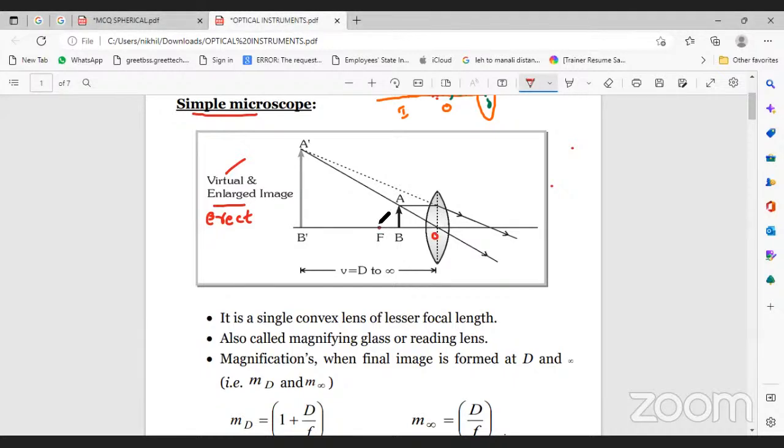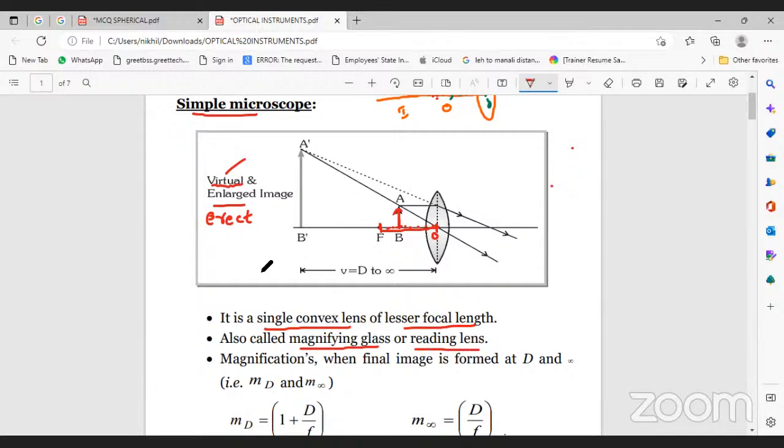Yeah, that is the concept here. Between the principal focus and the optic center, you have to place the object. Because in the case of a convex lens, to get a virtual image, this is the only position. So that is the main principle of the simple microscope. In the simple microscope, we are just using a single convex lens of small focal length. And this simple microscope is also called a magnifying glass or a reading lens.